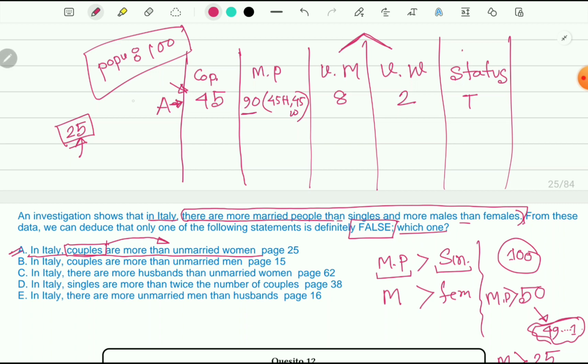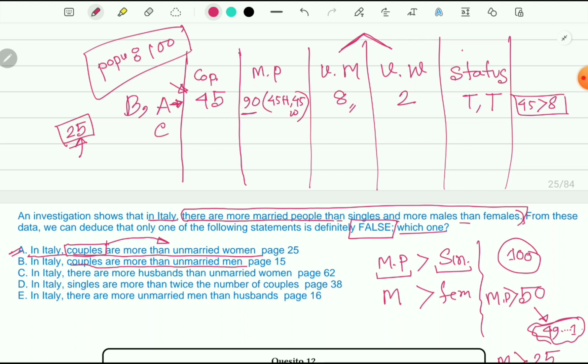How about B? Now I am thinking about B. In the case of B, let's read it first. Couples are more than unmarried men. So again we can use the same case study. In this case, couples are 45 and unmarried men are 8. So we can write 45 is definitely greater than 8, so it's also true, right? Both A and B are true.